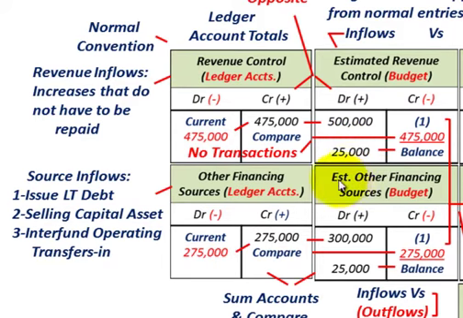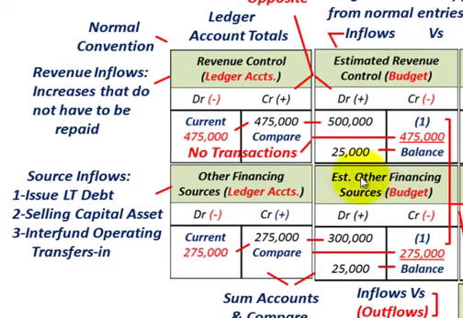Okay, so let's move down to our estimated other financing sources here in our budget. Now, that would be compared to our other financing sources in our ledger accounts, and I'm just going to show them currently for all those other financing sources in our ledger accounts. So what we're talking about here is where we're going to have the source inflows, and that would be like issuing long-term debt, selling capital assets, or any inter-fund operating transfers in.